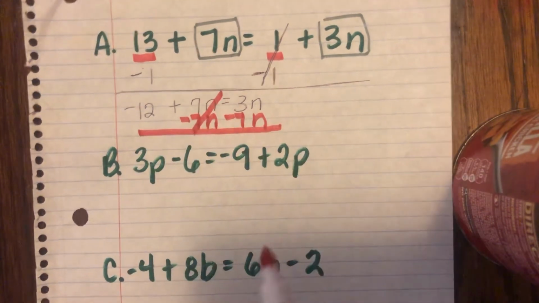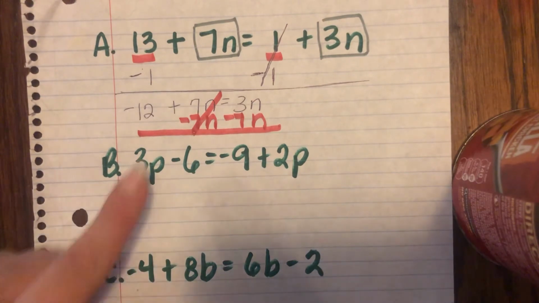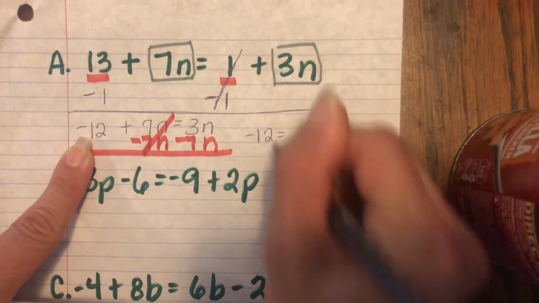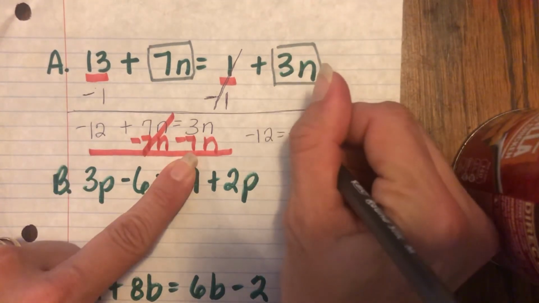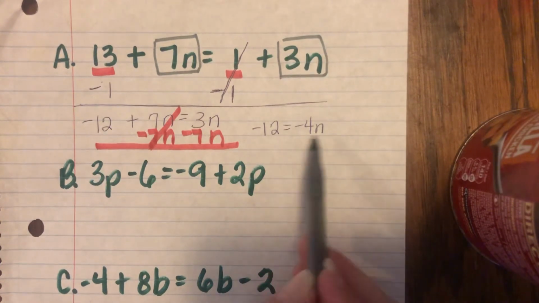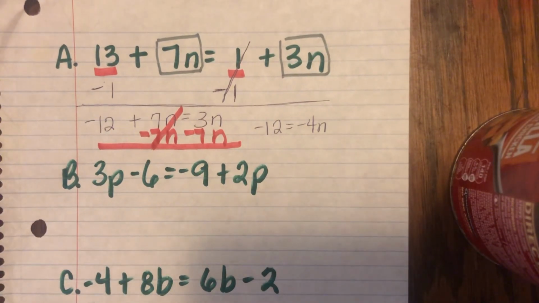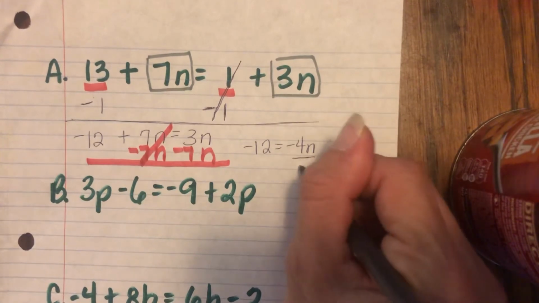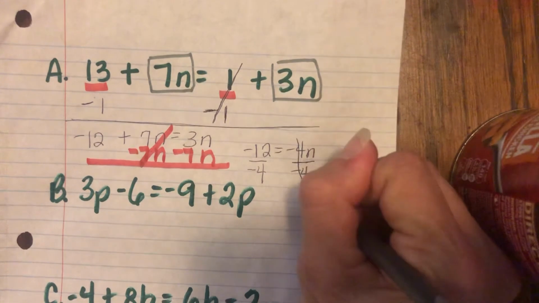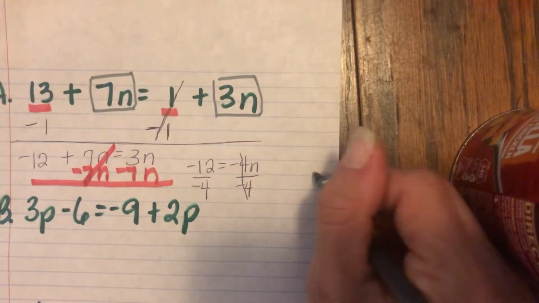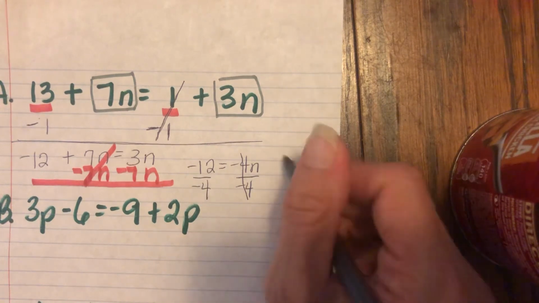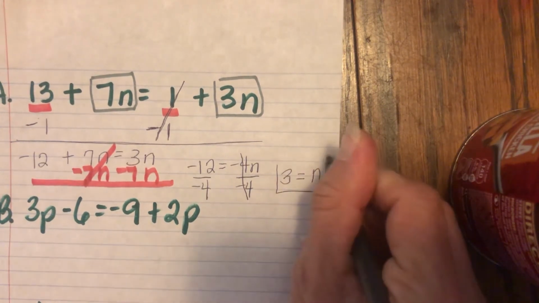So what I'm left with now is I have this negative 12 over here, and I have negative 4n over here. So now what we're looking at is multiplication. So the final step is going to be to divide both sides by negative 4. So this cancels out, and I'm left with n equals negative 12 divided by negative 4 is positive 3, and that's my final answer.